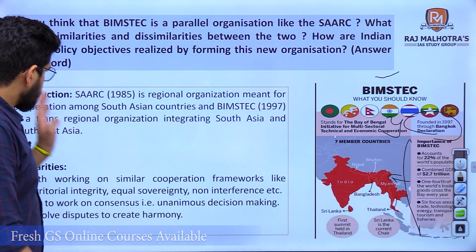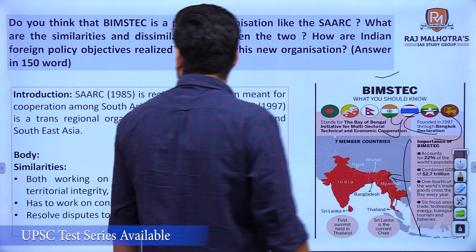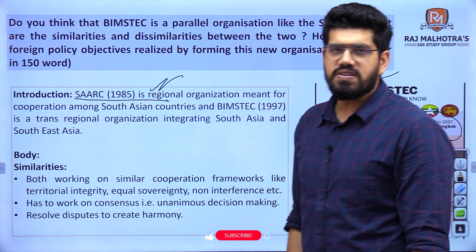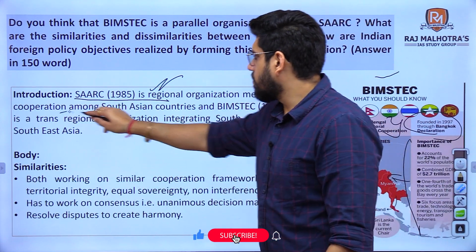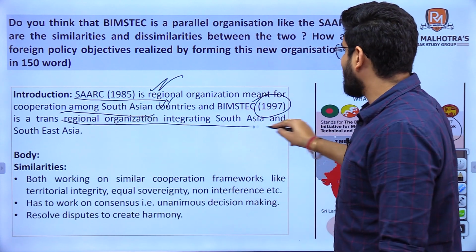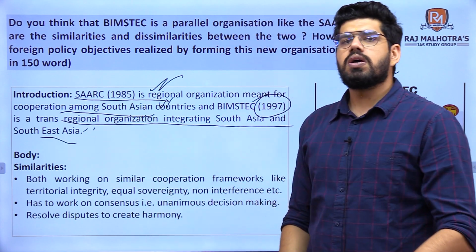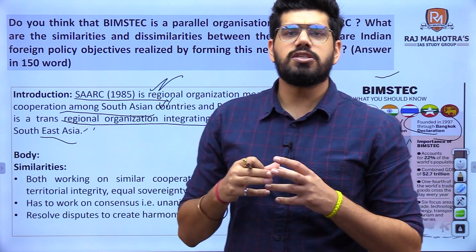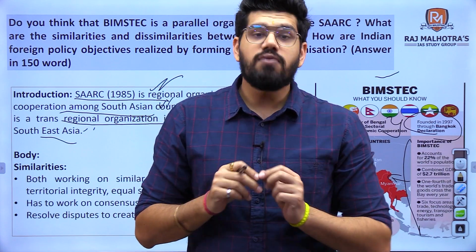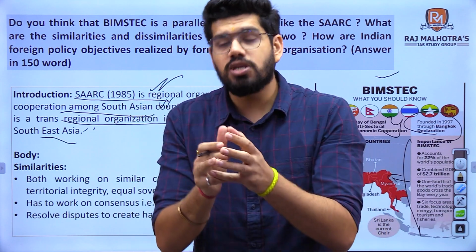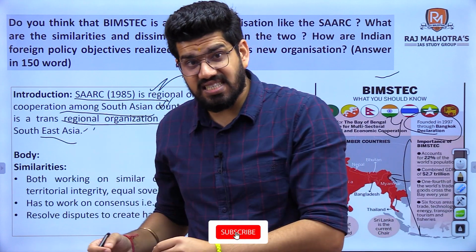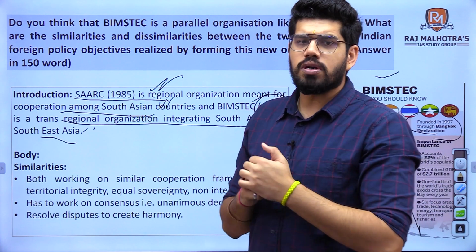So now let us talk about that first idea, do you think that BIMSTEC is a parallel organization? In the introduction you can write that SAARC was formed in 1985, which is a regional organization meant for the cooperation among South Asian countries, and BIMSTEC, which was formed in 1997, is a trans-regional organization integrating South Asia and Southeast Asia. You should know that SAARC is a regional organization with its primary focus on South Asia, whereas BIMSTEC is a trans-regional organization that integrates the necessities and needs of South Asia and Southeast Asia. You could write this in the introduction.